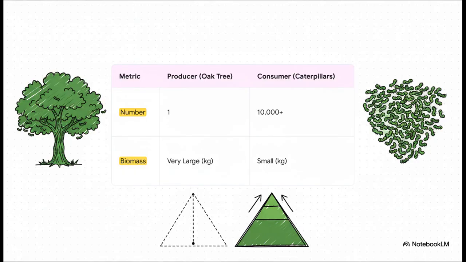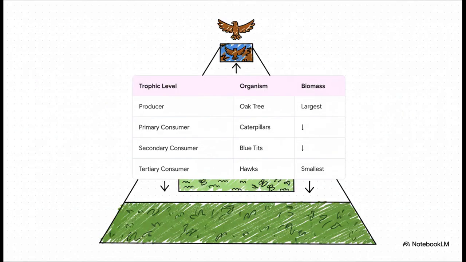And this is where you see the huge difference. By the numbers, yeah, it's just one oak tree versus thousands and thousands of caterpillars. But when you look at the biomass, well, the sheer mass of that one tree is absolutely gigantic compared to the teeny tiny total mass of all those insects put together. So what happens when we rebuild our pyramid, but this time we use biomass instead of numbers? Well, look at that. The problem is solved. The pyramid shape is back.